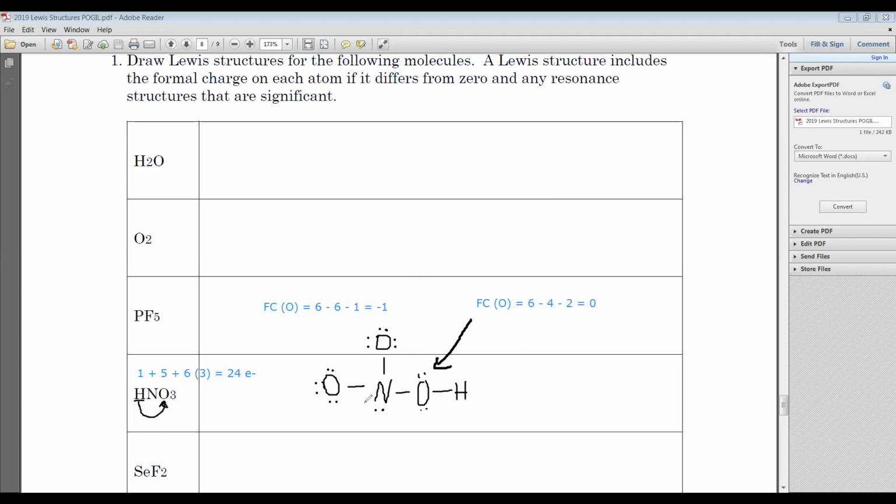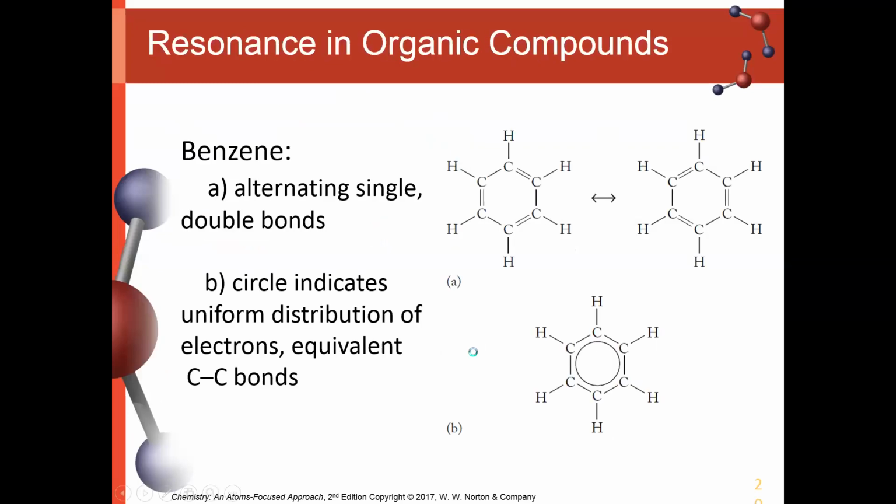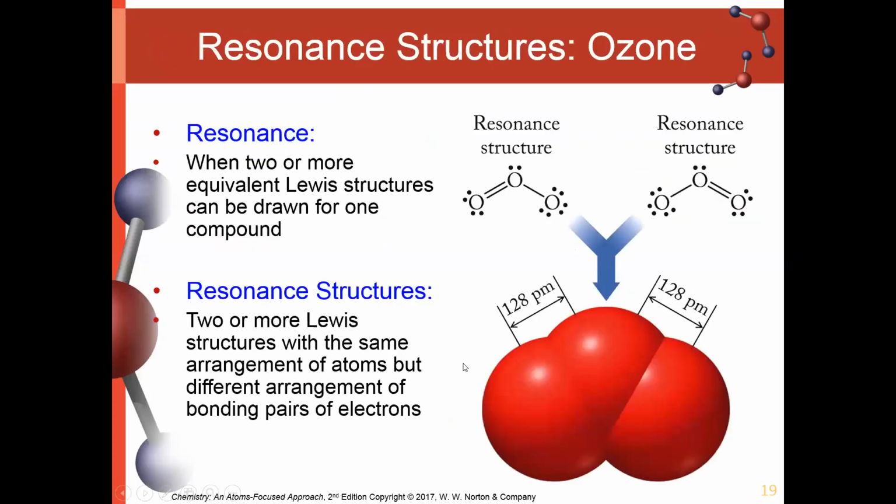Wouldn't it give you the same outcome? It would. What we're talking about here is a phenomenon known as resonance. To that end, I'm going to kick it back to the PowerPoint one more time and talk about resonance. So resonance occurs when we have the assignment of a multiple bond, like a double bond, and its assignment is completely arbitrary.